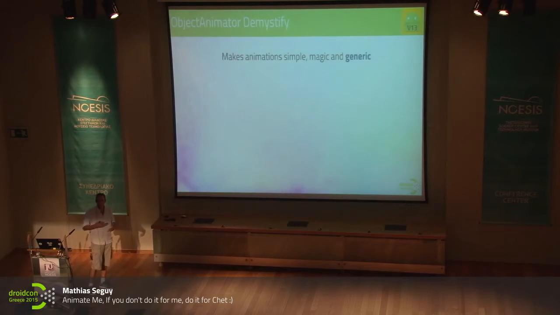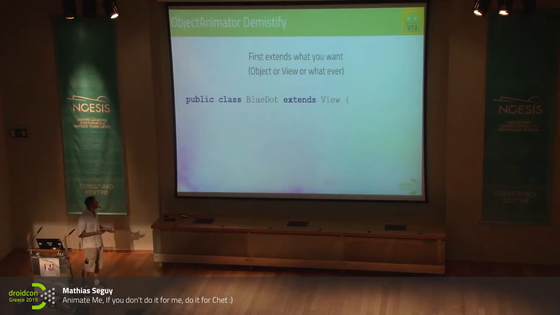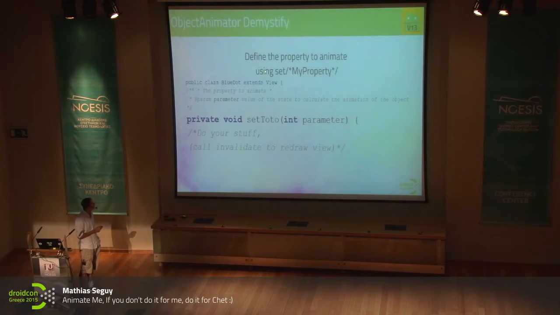But we have to say, ObjectAnimator is not hard. The first thing to understand is that I take a view and I want to make an animation inside, and I will explain ObjectAnimator using this technique. So this is my blue dot, the one that explodes on the screen. It extends View, so there's a lot of stuff to do. But I want to animate a property. The property is whatever. In French we have "toto", a special word to say anything. So I want to animate my toto property.